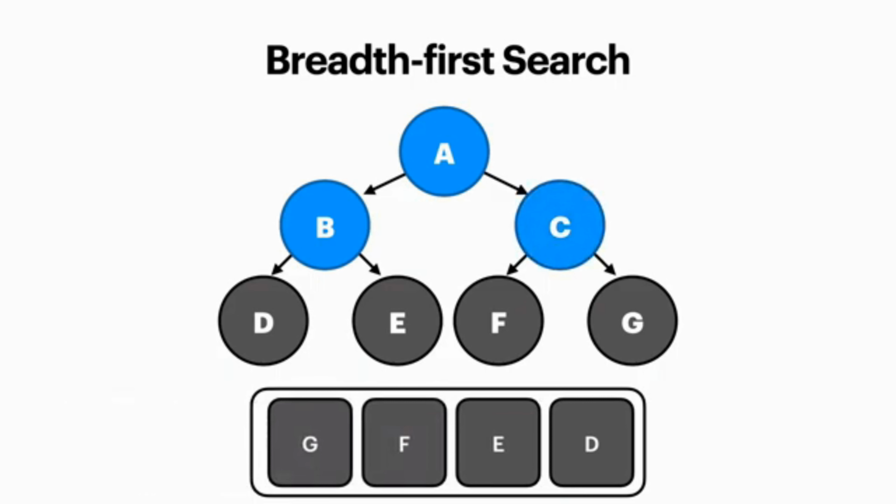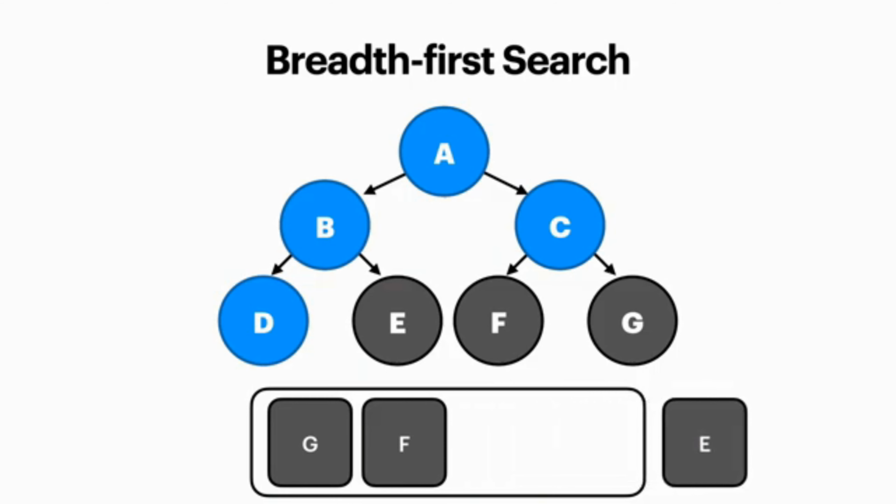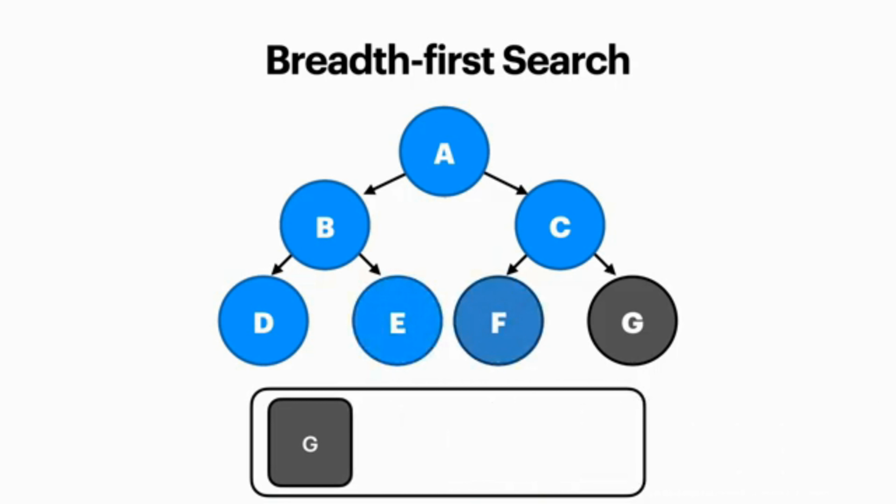Once again, pop the top of the queue off, and we're going to visit that node, which is D. D has no children, so we don't add any more items to our queue. We visit E, which is the top of the queue. We visit F, and we visit G. Now our queue is empty, so our breadth first search is complete.